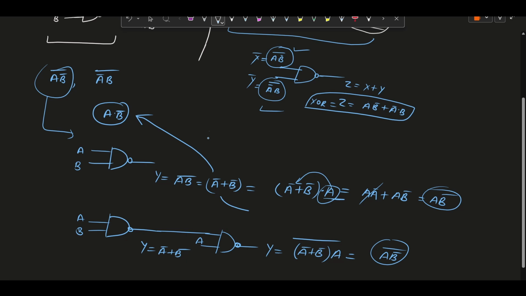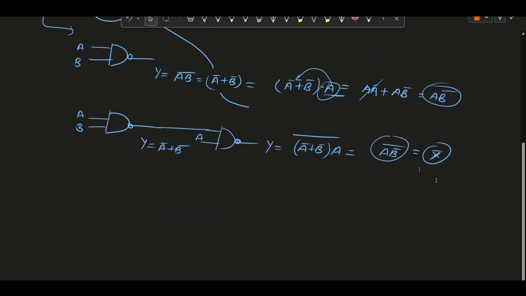Like we need to implement the x complement. So this is the x complement, nothing but the x complement. So we have implemented the x complement. Similarly, we will implement the y complement. So what is the y complement? Y complement is a complement into b and this whole complement. So this is the y complement.